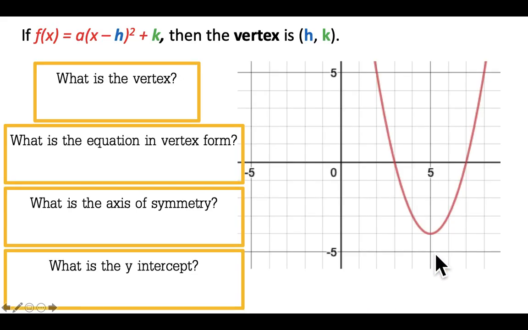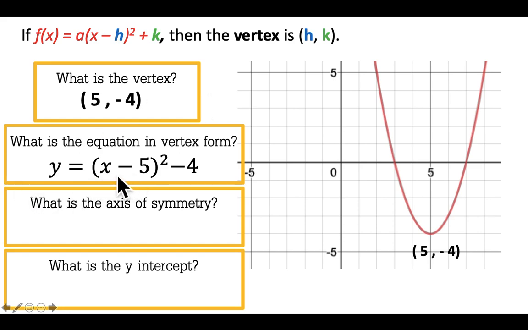So let's try it on one. Here's a graph. Presented with this graph, we can find all of the information that we need. It's easy on this one to find the vertex. We'll just look across to positive 5 and down to negative 4. So the vertex is (5, -4). Then for the equation in vertex form, we will drop 5 in for the h value and -4 in for the k value.